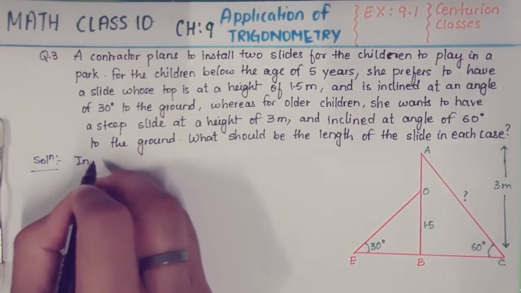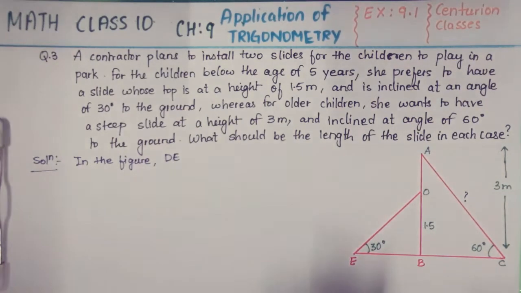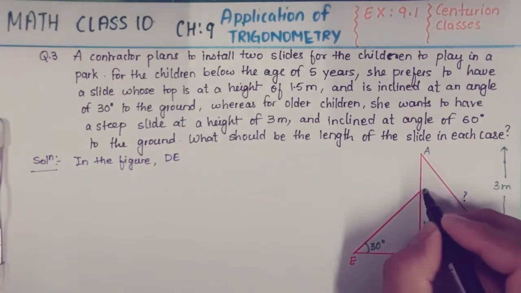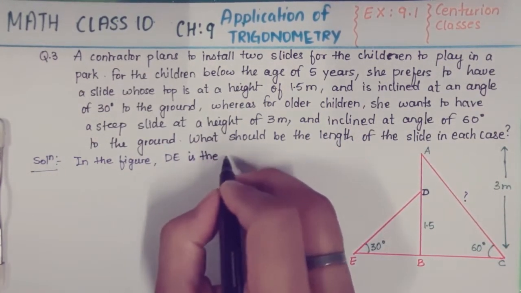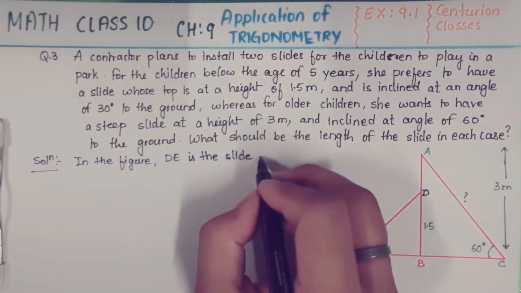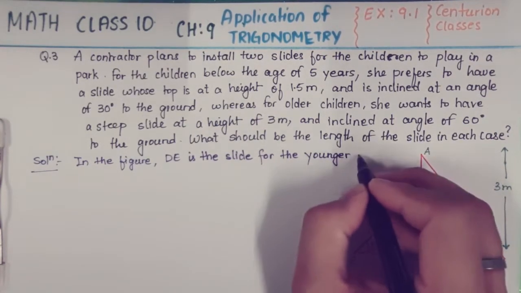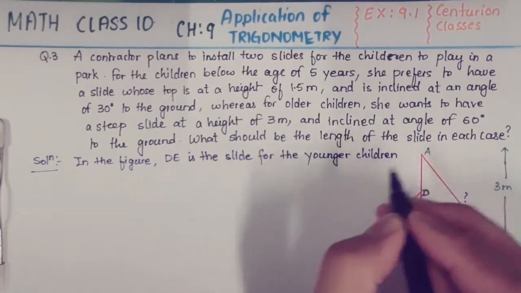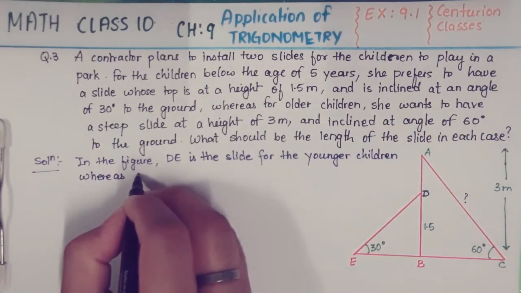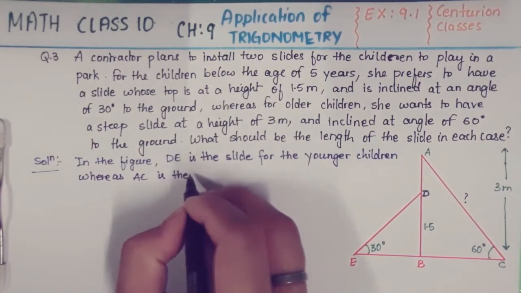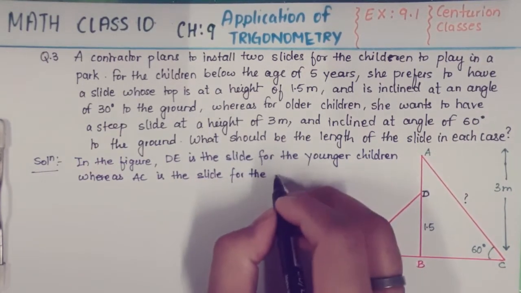So we'll write it down in the figure. DE, what is your DE? This is DE. DE is the slide for the younger children, whereas AC is the slide for the older children.